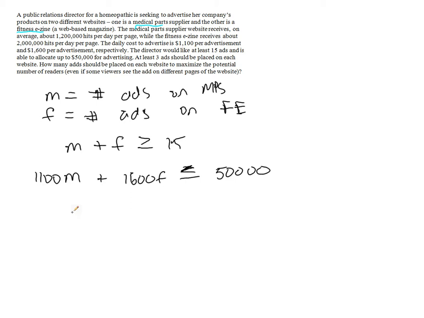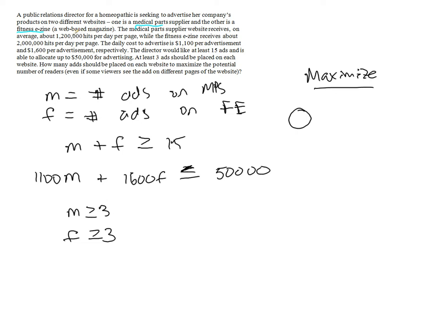Further, at least 3 ads should be placed on each website. So m is greater than or equal to 3, f is greater than or equal to 3. How many ads should be placed on each website to maximize? Okay, so we want to maximize, and the function that we want to maximize is the total number of readers, even if some of them are duplicates.